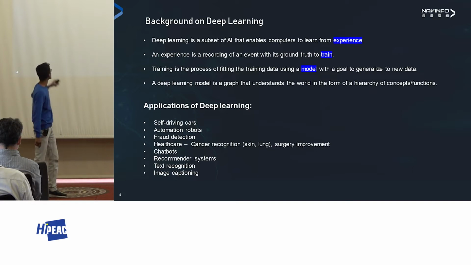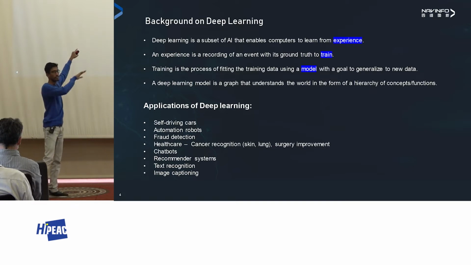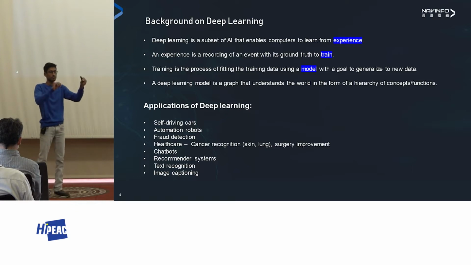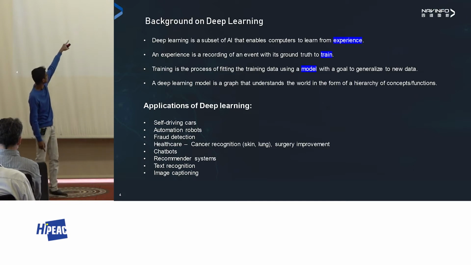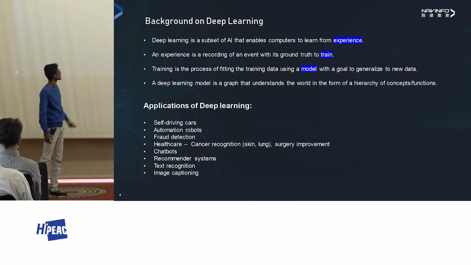What is training? Training is fitting a curve. So let's say we have 0, 0, 10, 5, or whatever. We fit a curve through it. That's what training is. So we need that ground truth and that event from an experience to do this training.